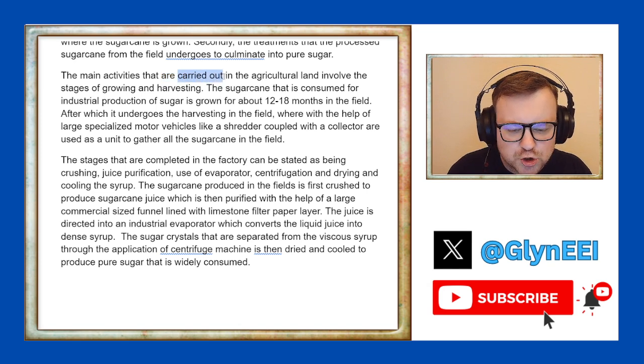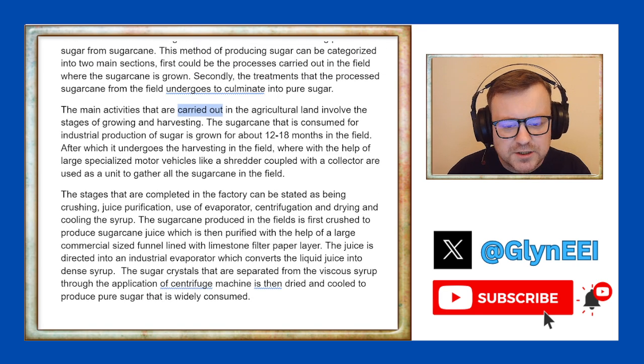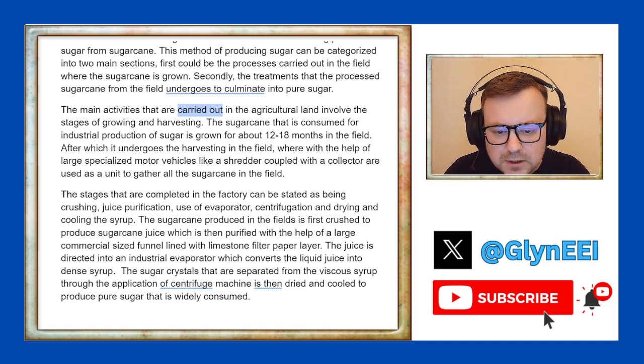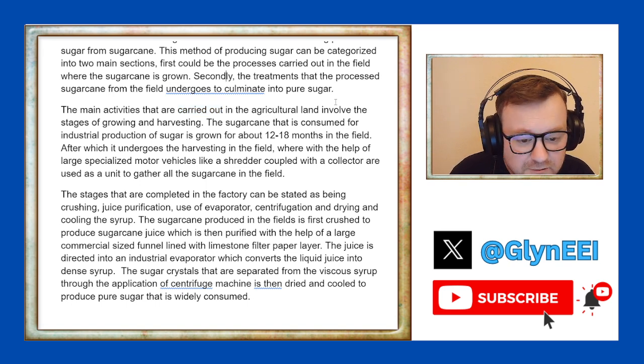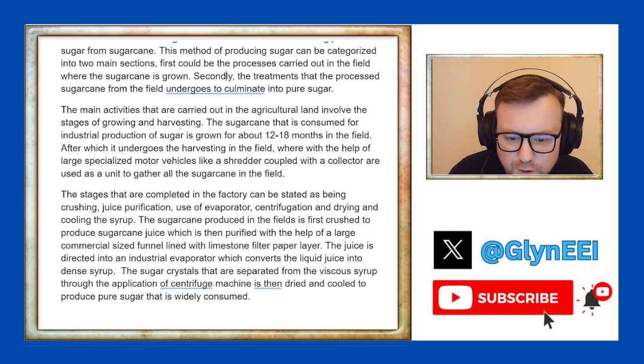Some people say you shouldn't use phrasal verbs in academic writing. Carry out is an example of a phrasal verb that is often used in academic writing. No problem there. The main activities that are carried out in the agricultural land, okay, fine, involve the stages of growing and harvesting. The sugar cane that is consumed.